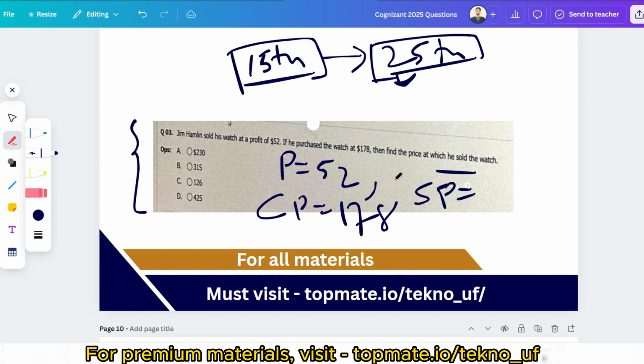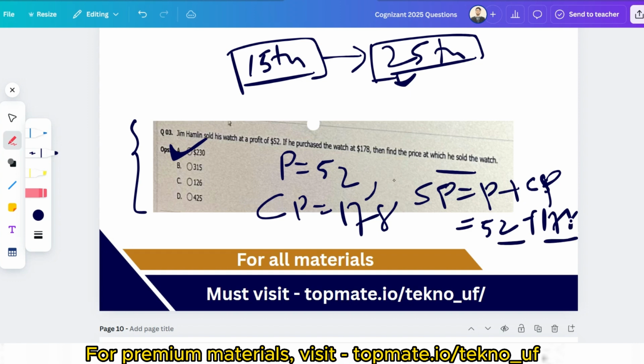So we know that selling price is nothing but the profit plus the cost price, right? So profit plus cost price is given. So 52 plus 178. So that becomes 230, right? I hope you've understood. Actually, as you can see, the shortcut is 52 and 178. You don't have to add it all. So 2 and 8, this becomes 10, right? So 0 at the end. So 0 at the end in only one option. So you just blindly tick option A. Okay, I hope you've understood.